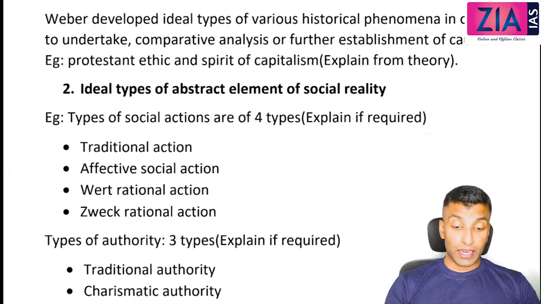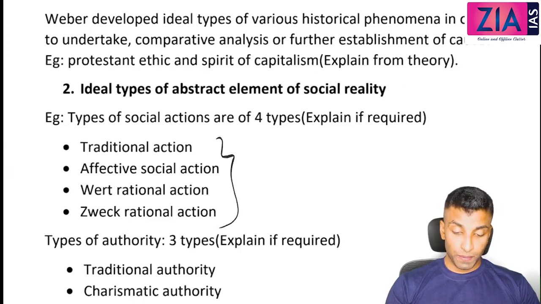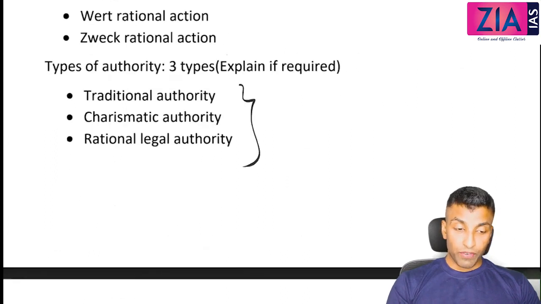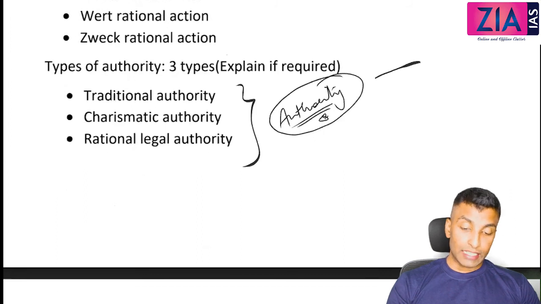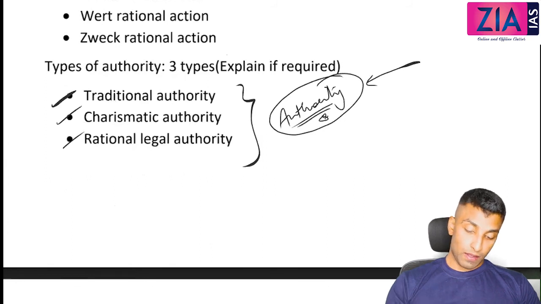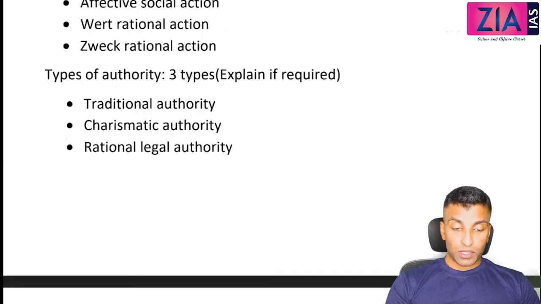Ideal types of abstract elements of social reality. For example, types of social actions are 4 types that we have discussed yesterday, so I'm not getting into this now. And then types of authority. This also we will be discussing when we discuss the concept of authority. Authority means power; legitimate power is authority, and the different types of authority we will discuss later. So that's about this concept of ideal type.